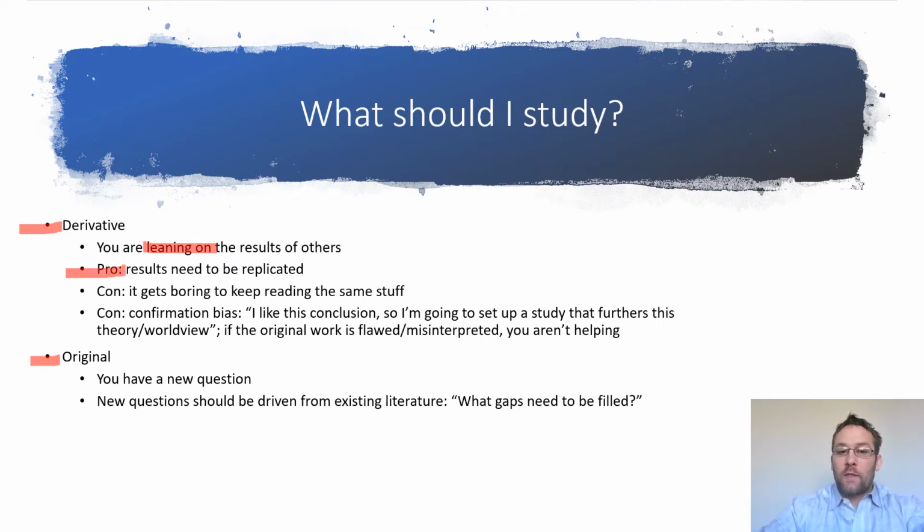The obvious pro is that results need to be replicated. If I do a study about smoking habits of college students and I come to the conclusion that they are in decline, you might want to do a similar study to see if the results that I got are actually accurate.